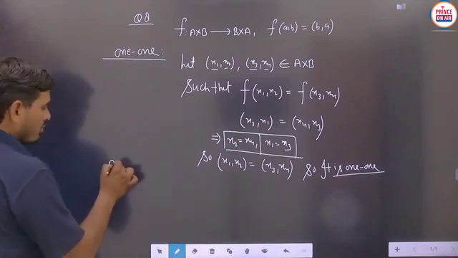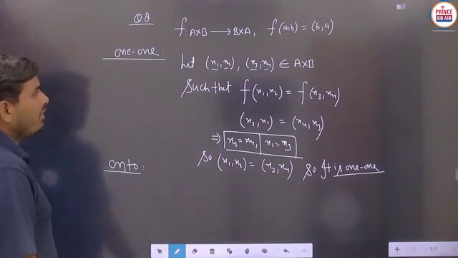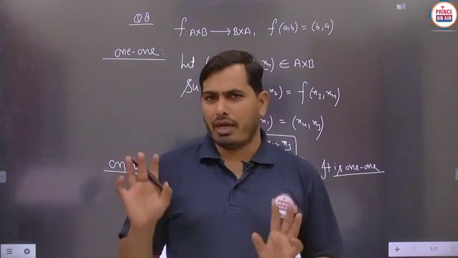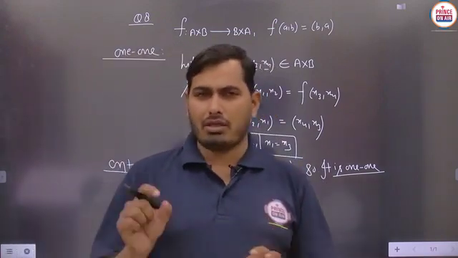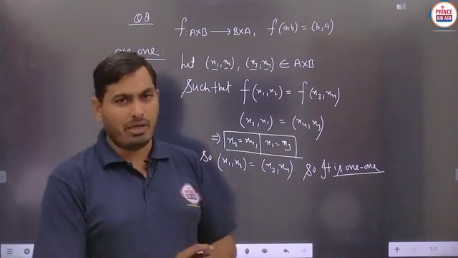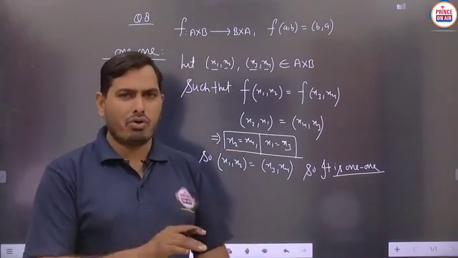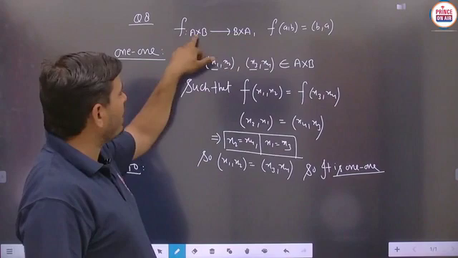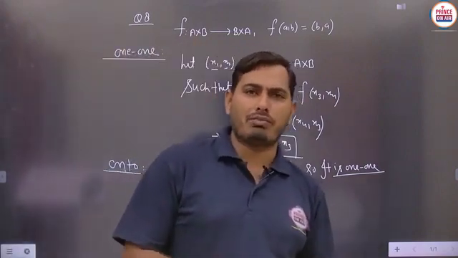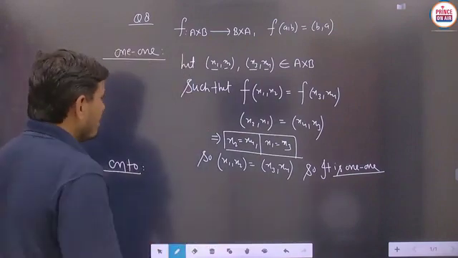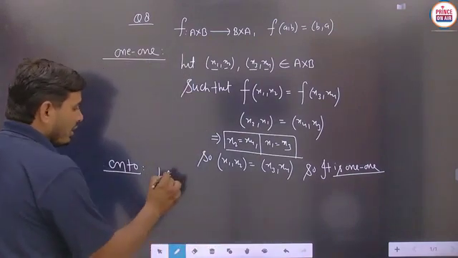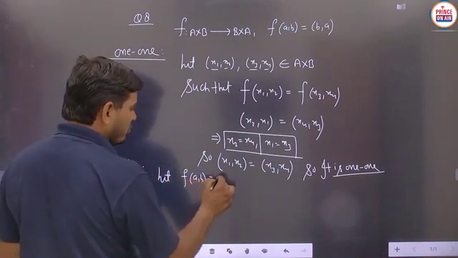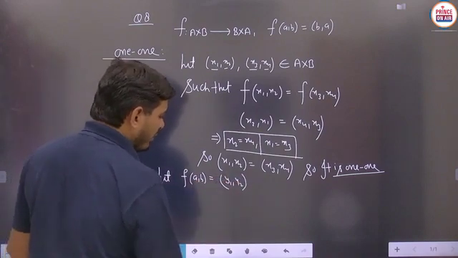Now the onto case is very simple, because the function is given from A cross B to B cross A. Suppose we take any element of B cross A, say x1 comma x2, or A comma B, then is it also in A cross B? For the whole codomain, the pre-image should lie in the domain, because the domain is A cross B and the codomain is B cross A. So let f of x equals y, so f of A comma B equals y, or y1 comma y2. Is it clear?